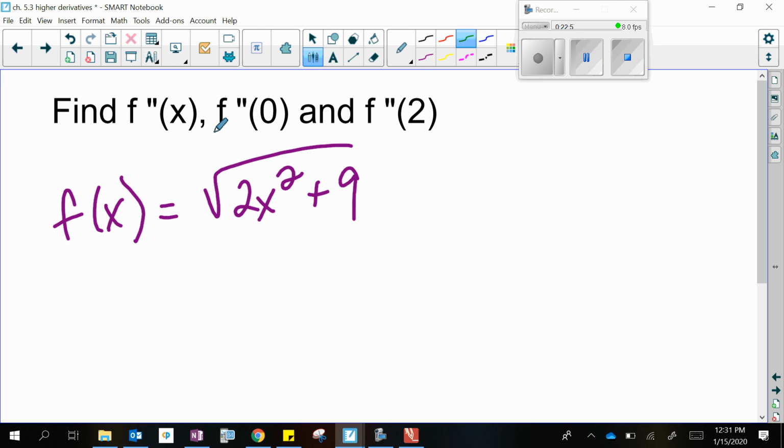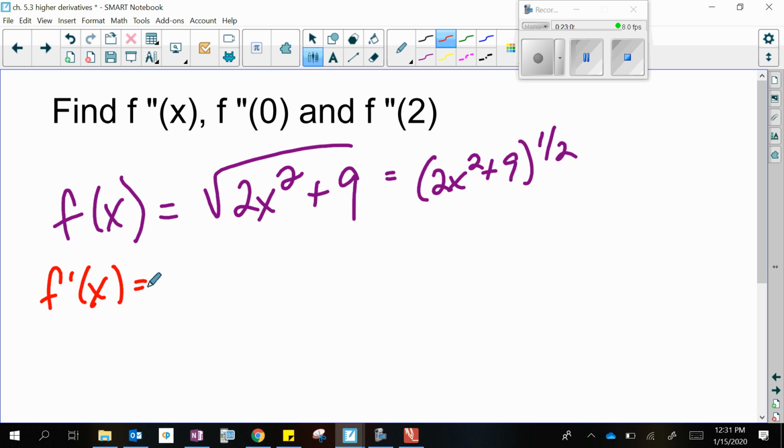Okay, so first let's take the first derivative. So we're going to rewrite this, right? So we get 2x squared plus 9 to the 1/2. Taking the first derivative, again, we use the chain rule, right? So we're going to bring in the 1/2. Keep the parentheses the same. And now this goes to what power? Negative 1/2 times what? 4x.